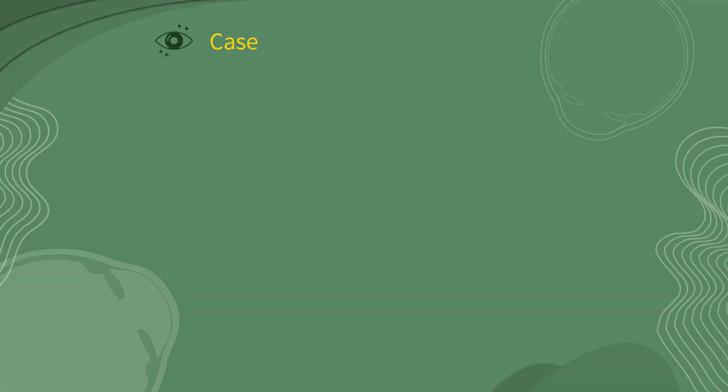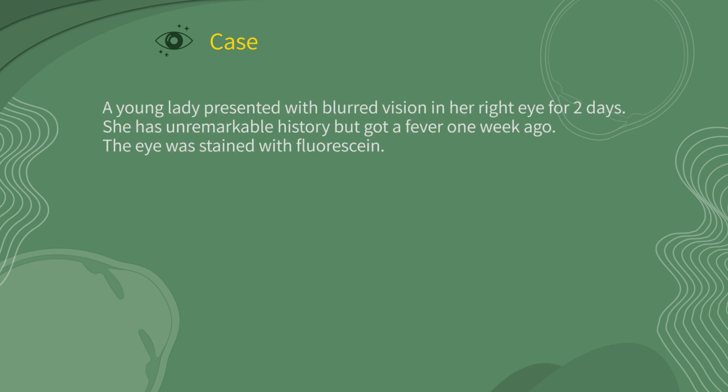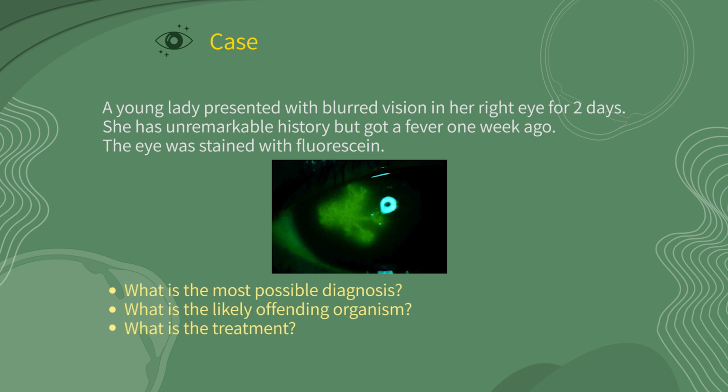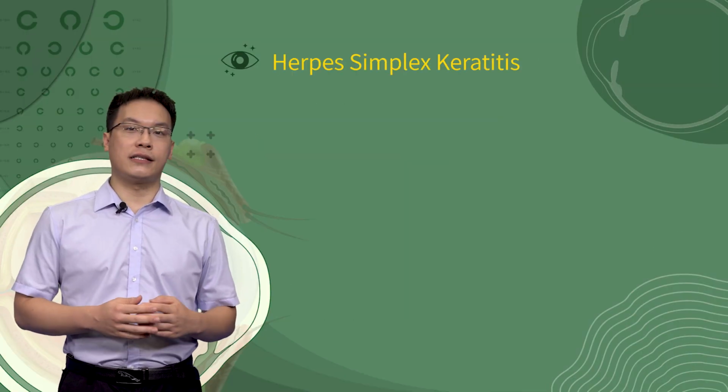Before class, I would like to share a case with you. A young lady was referred to an ophthalmic center presenting with painless blurred vision in her right eye for 2 days. She has no remarkable history but got a fever 1 week ago. You can see the pictures of her right eye stained with sodium fluorescein. So what has happened to her eye and how to manage it? I hope that after this course, you can perfectly answer these questions. Now let's begin our class.